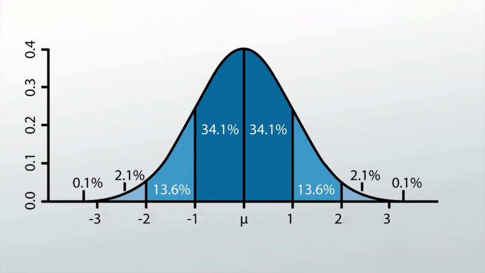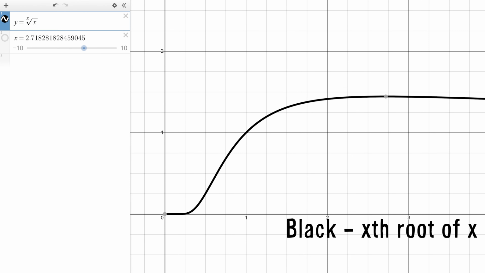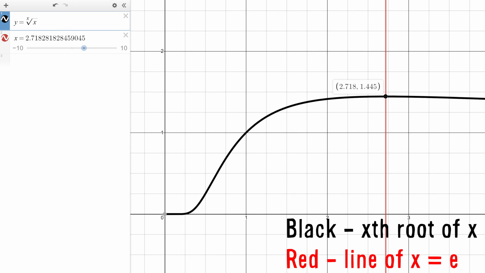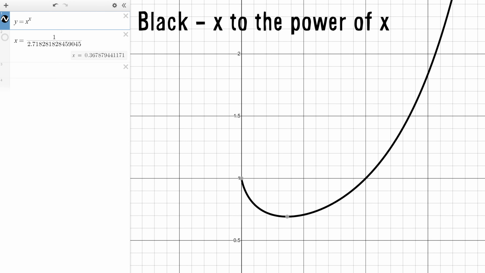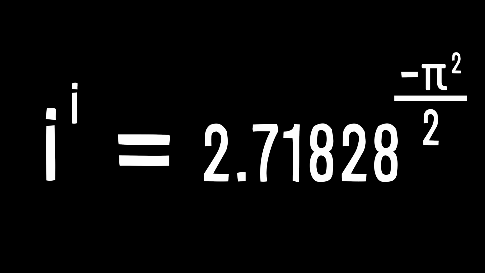The famous bell curve, an important function used to calculate expected values and standard deviations, is given by 1 over the standard deviation of a certain set of data multiplied by root 2 pi times that number to the power of negative half x squared. The maximum value of the x root of x occurs at that number, and the minimum value of x to the power of x occurs at the reciprocal of that number. The square root of negative 1, also known as i, to the power of itself will give you that number to the power of negative half pi. And if you take that number and put it to a power of i times pi, you get negative 1.